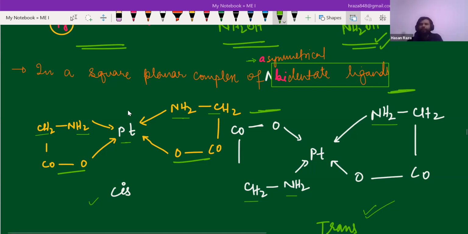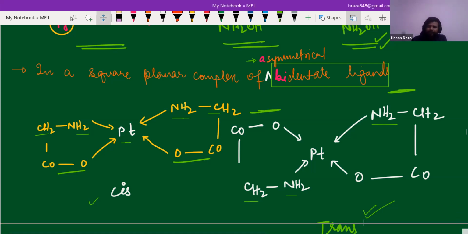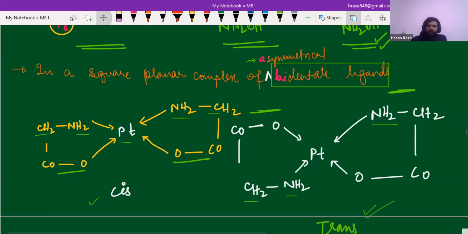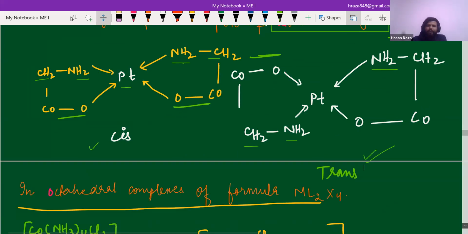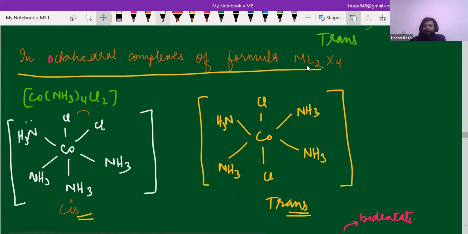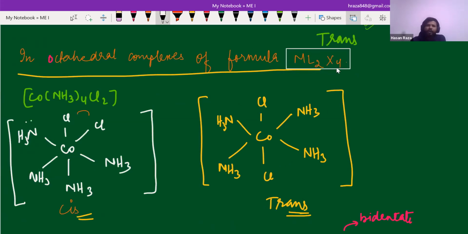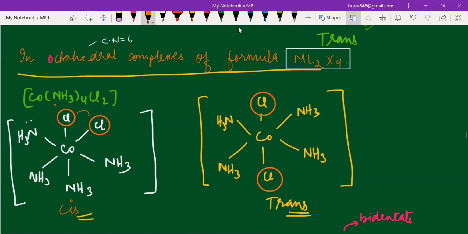Very good. Now the cases of square planar are completed here. Now we will go for octahedral. We are starting from unidentate ML2X4 octahedral. That means the coordination number is 6, and this is the formula in which you can see the coordination number is 6. That means an octahedral complex. If these two groups are on the same side, that means cis, and if these two groups are on the opposite side, that means trans. Okay, please do write it.